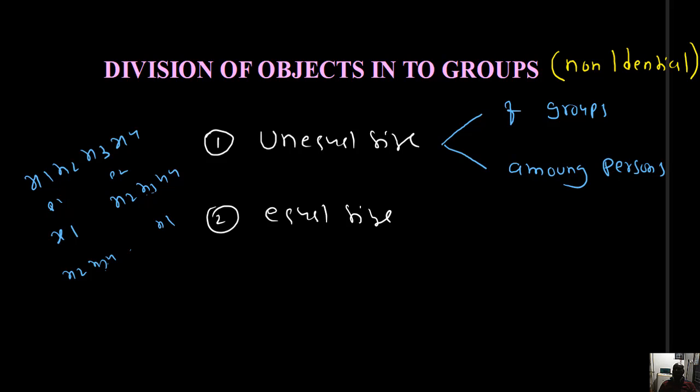So unequal size of groups and unequal size among persons are treated as different. Similarly, equal size of groups and equal size among persons. I hope you understood. Friends, listen. We have m plus n objects.